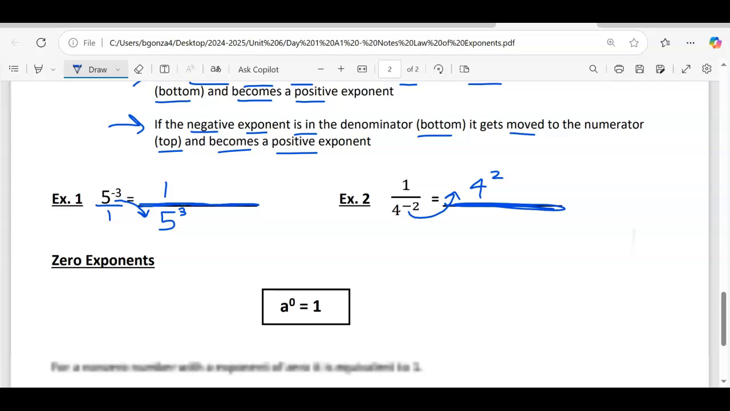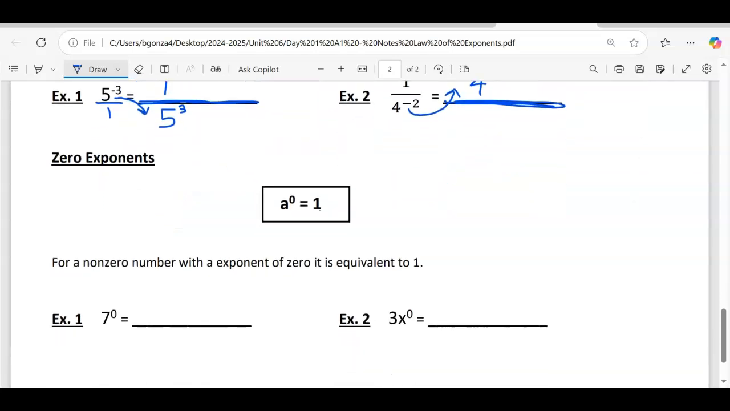Okay, last thing. This should be pretty straightforward. Any non-zero number with an exponent of 0 equals 1. That's it. Think of a number. Any number to the 0 power is 1 for sure. So example 1, 7 to the 0 power, well, that's 1. Okay, and it's also up here on invisible map. Look. Actually, yeah, it is right here. Boom. Anything to the 0 power is 1. All right.